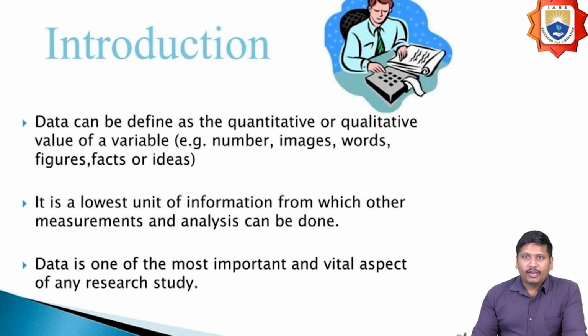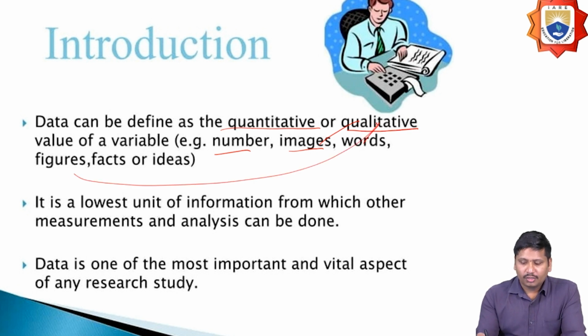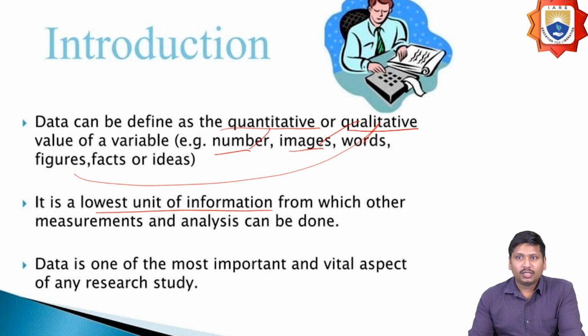Data should be treated as one of the most important and vital aspects of any research study. Quantitative data is where we can express the data in terms of values, and qualitative is where there are no numeric values for that variable. For example, numbers are quantitative, while images, words, figures, facts and ideas come under qualitative. Like this we can classify data into different types, quantitative and qualitative.